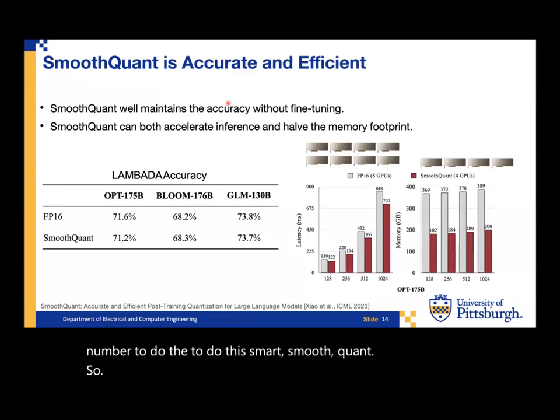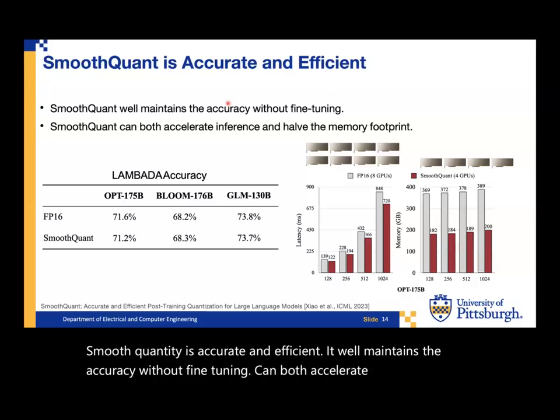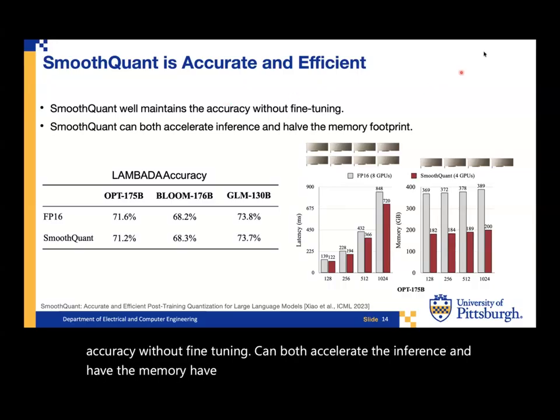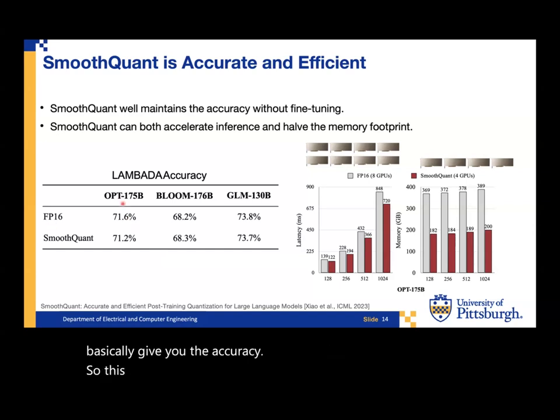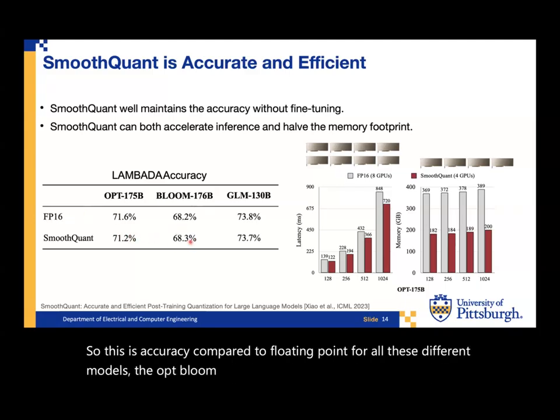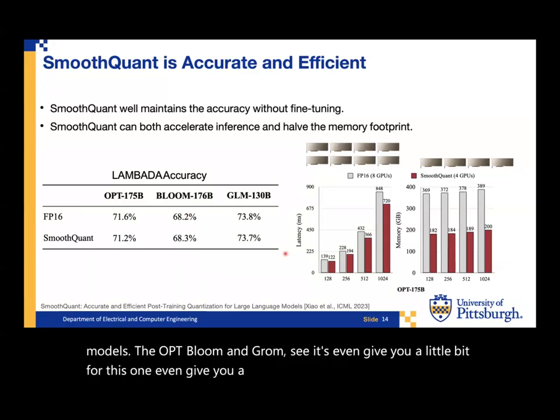SmoothQuant is accurate and efficient. It maintains accuracy well without fine-tuning, and it can both accelerate inference and give a smaller memory footprint. This shows accuracy compared to floating point for all these different models, the OPT, BLOOM and GLM. See, in this one it even gives a little bit higher accuracy.